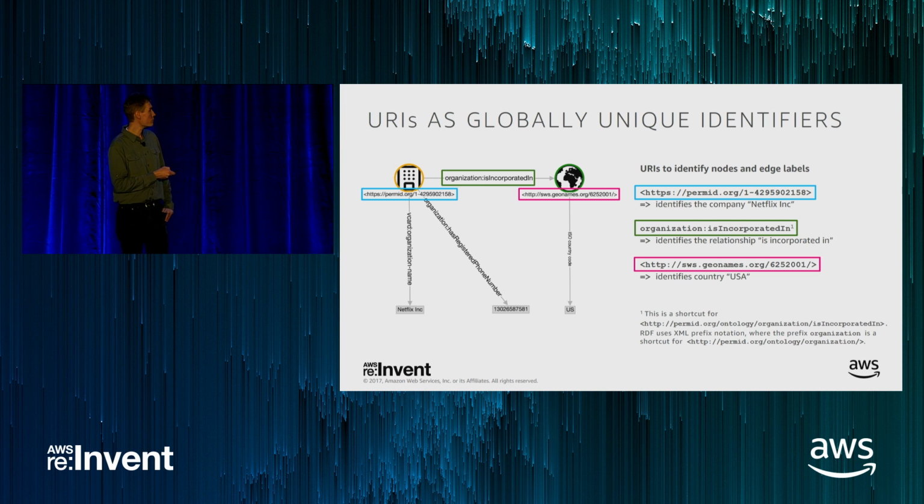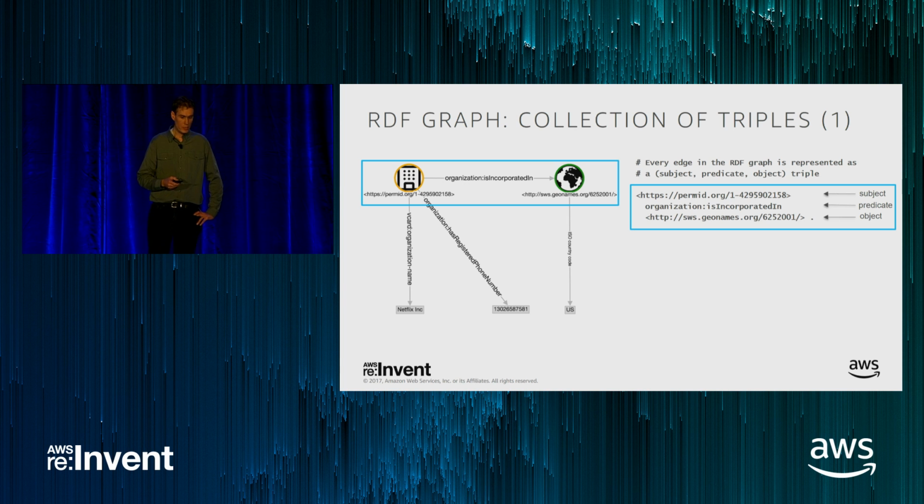This is the URI for Netflix. The relationship means where it's incorporated in. And this is that reference data for the country of the United States. So if we look at it again in this example as a collection of triples, we'll see our subject, predicate, and object. That's how that triple expresses that statement.